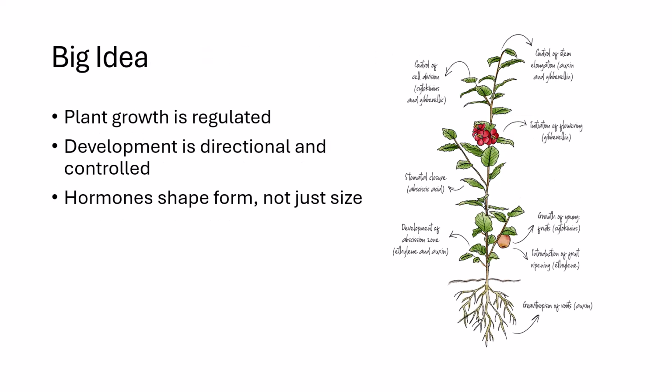The big idea to keep in mind is this: plant growth is regulated, not random. Development is directional and controlled, and plant hormones play a central role in shaping form, not just size. By the end of this lab, you should be able to look at a growth response and start reasoning about which hormone is involved and why.